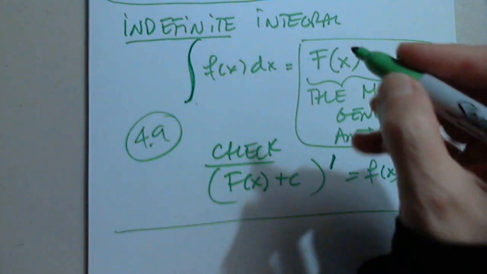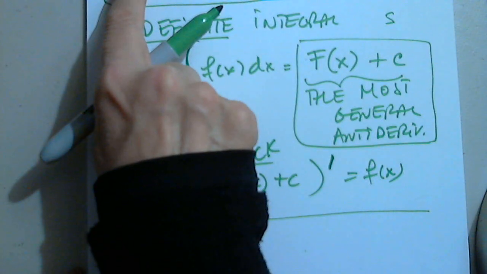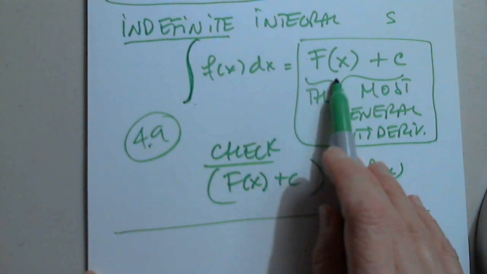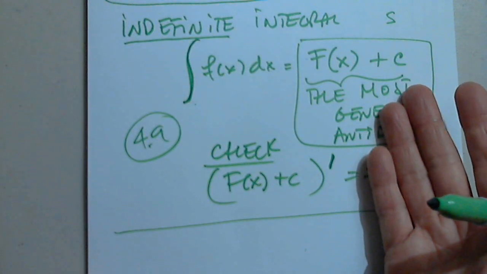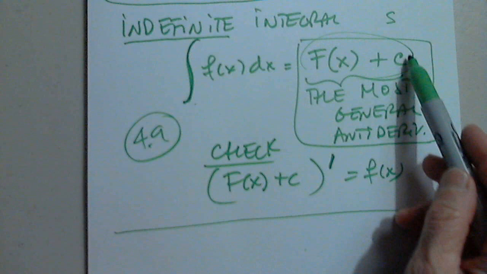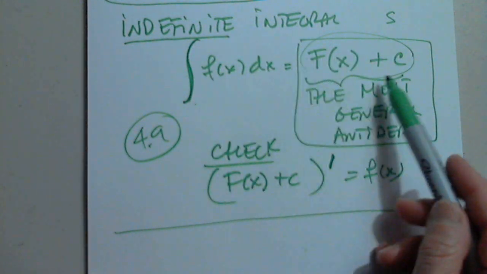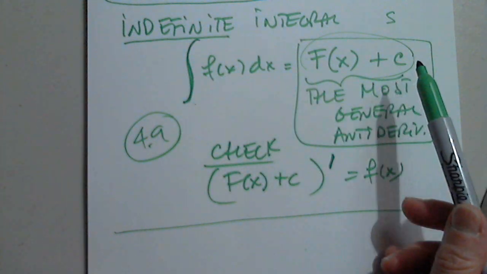It's still the same thing. It's still the stretched S. It's the same symbol, but it's the indefinite integral that results in the most general antiderivative, or a family of functions. And this one is very easy to check. I differentiate my answer and make sure that I get f of x. If when I differentiate my answer I don't get f of x, this is wrong. Okay.